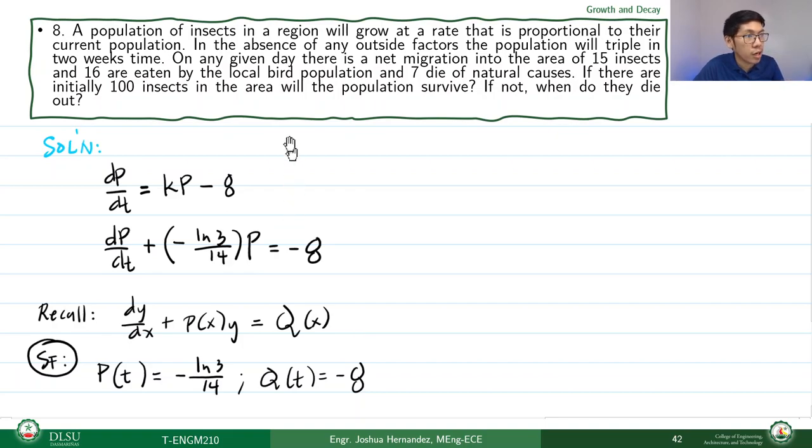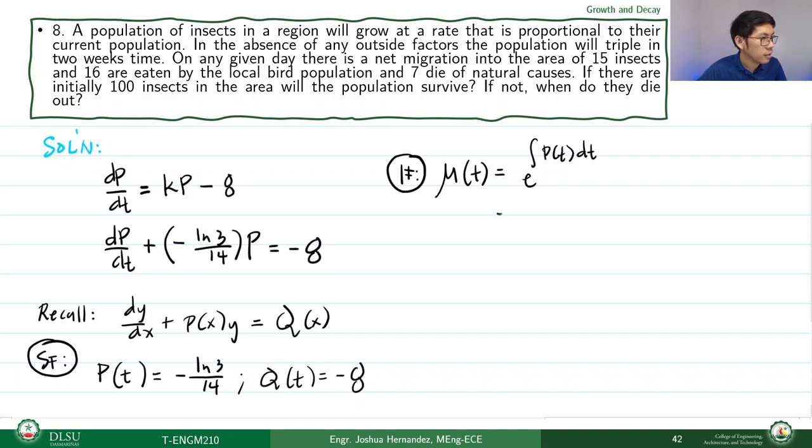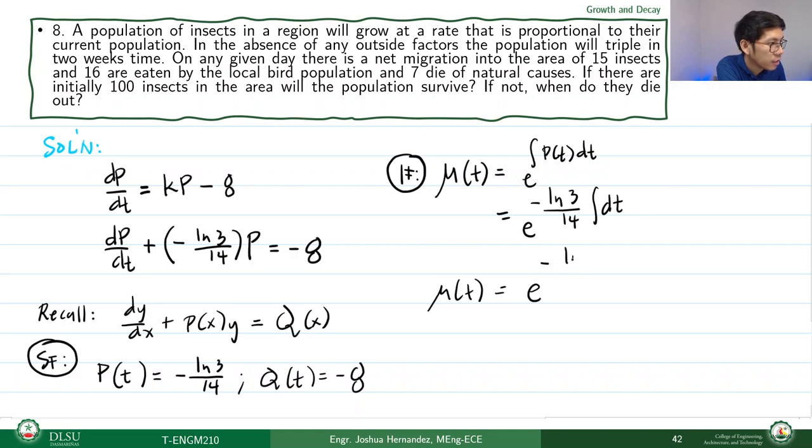Now, in solving DE na may linear equation form, kailangan natin ng integrating factor. Naalala pa? Yung integrating factor natin can be solved, that is mu of t equals e raised to the integral of P of t dt. Ayan. So, we have e raised to, ano yung P of t natin? Negative ln 3 over 14 dt. So this becomes mu of t equals e raised to negative ln 3 over 14 t. So, ito yung ating integrating factor.